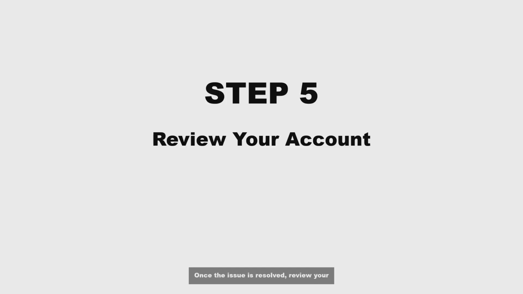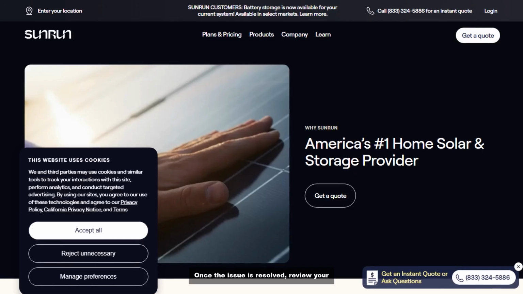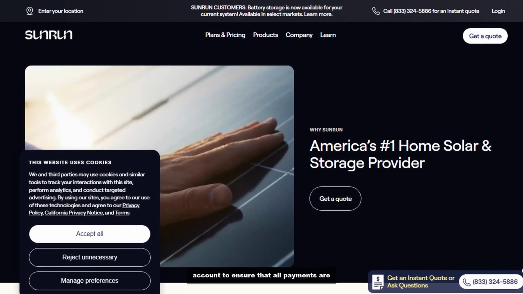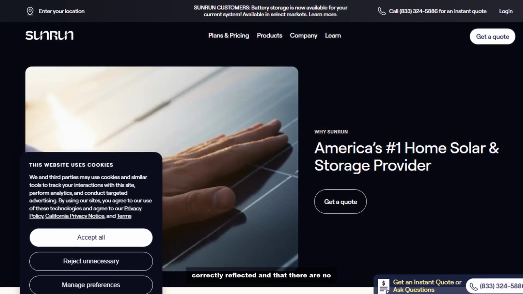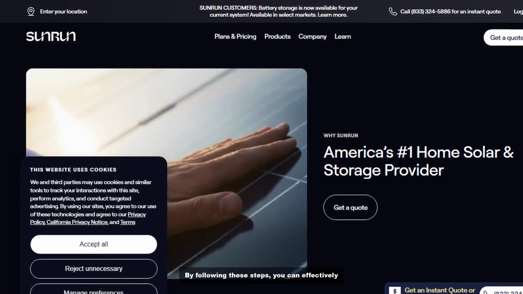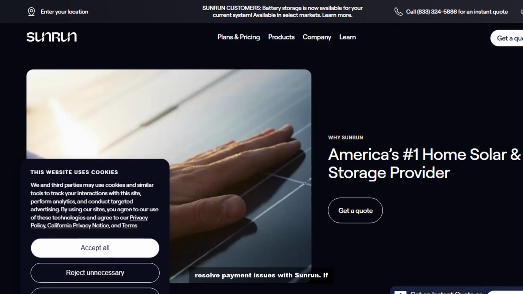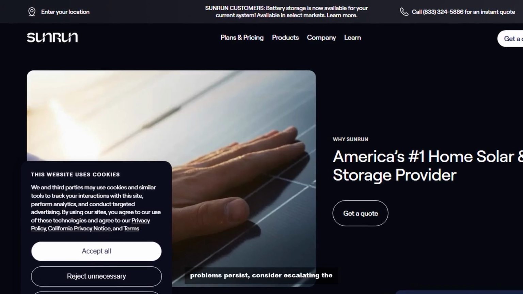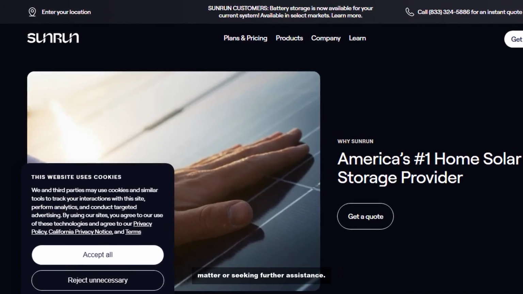Step 5. Review your account. Once the issue is resolved, review your account to ensure that all payments are correctly reflected and that there are no further discrepancies. This will help prevent future issues. By following these steps, you can effectively resolve payment issues with Sunrun. If problems persist, consider escalating the matter or seeking further assistance.